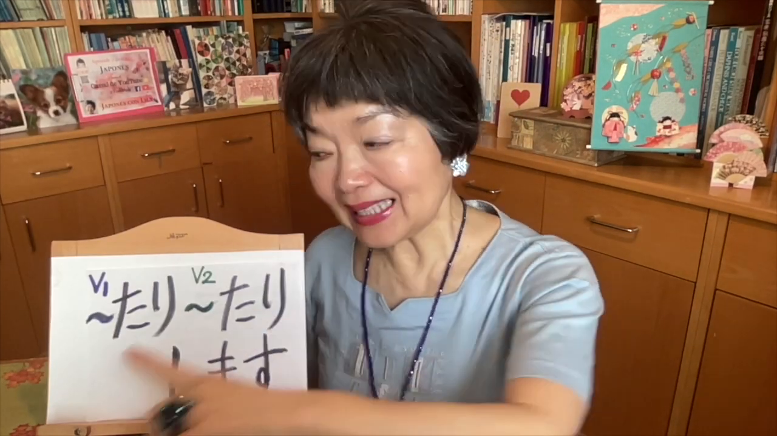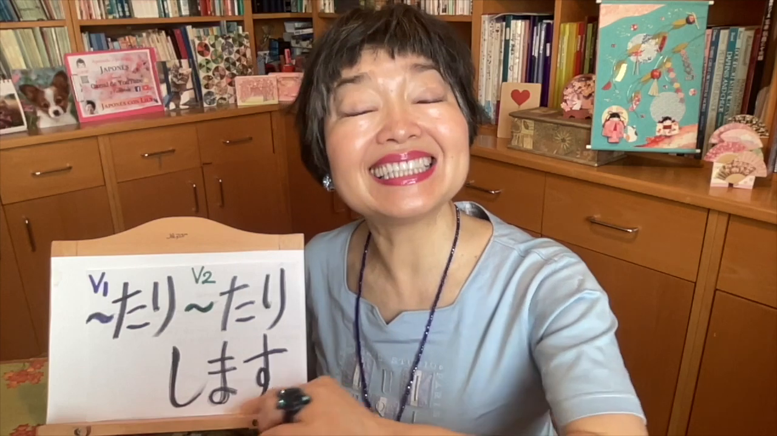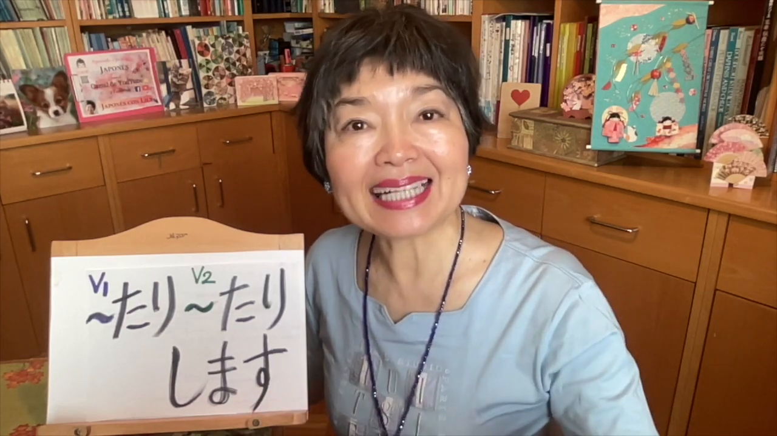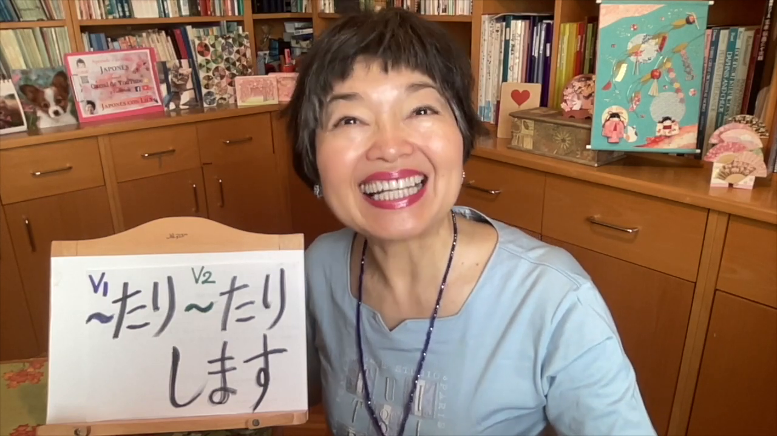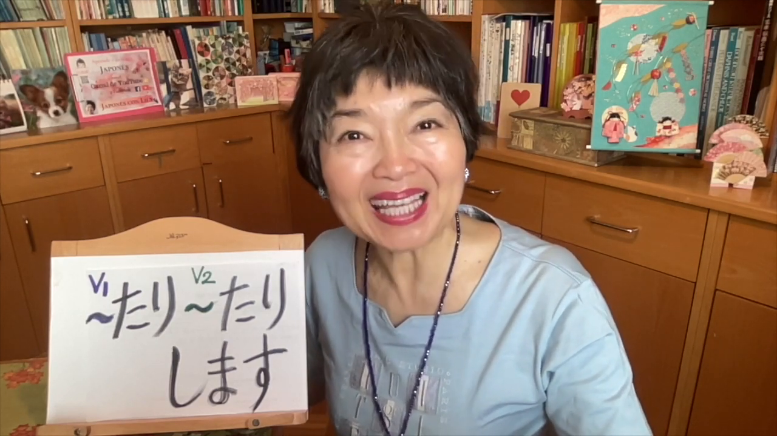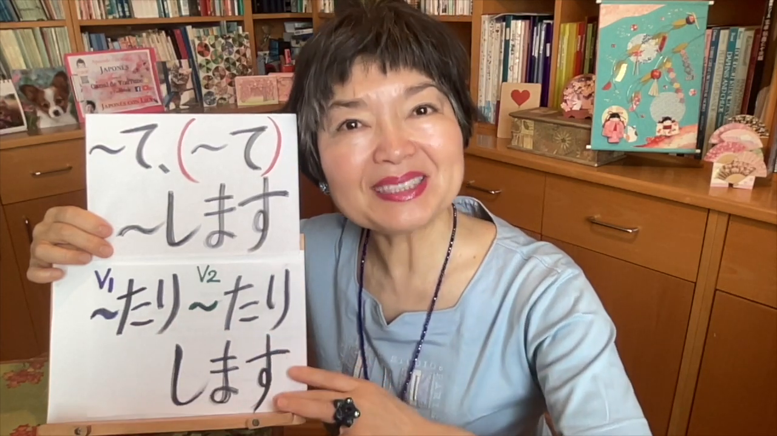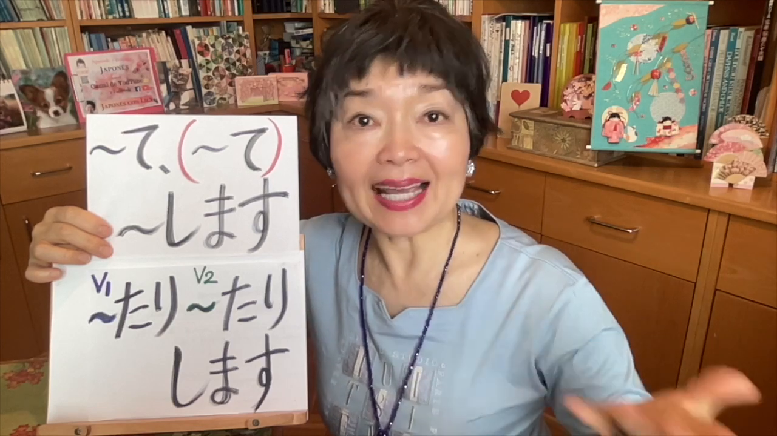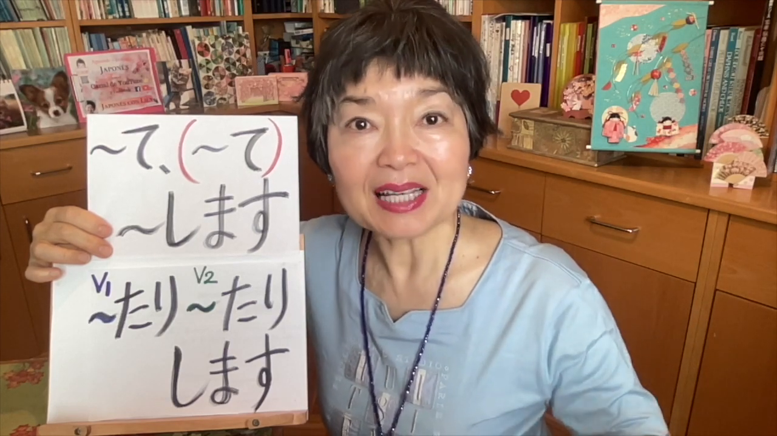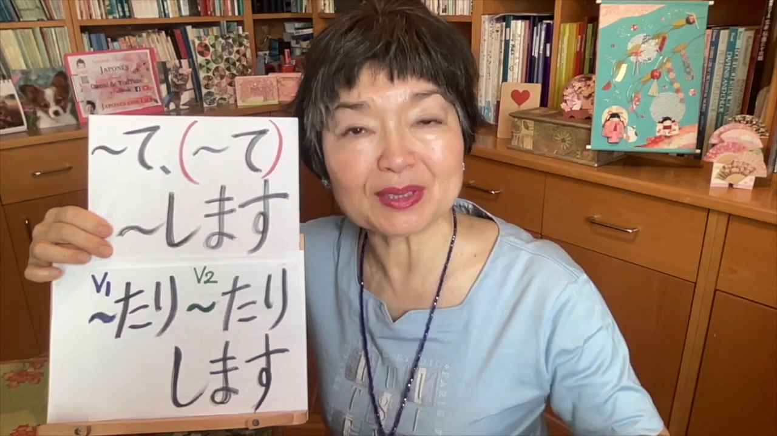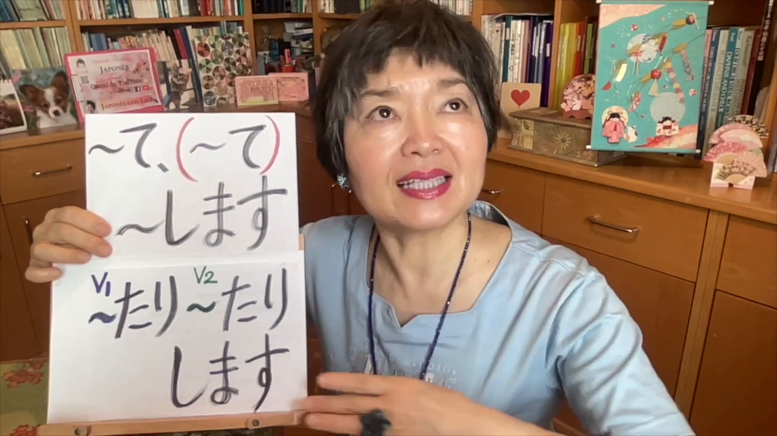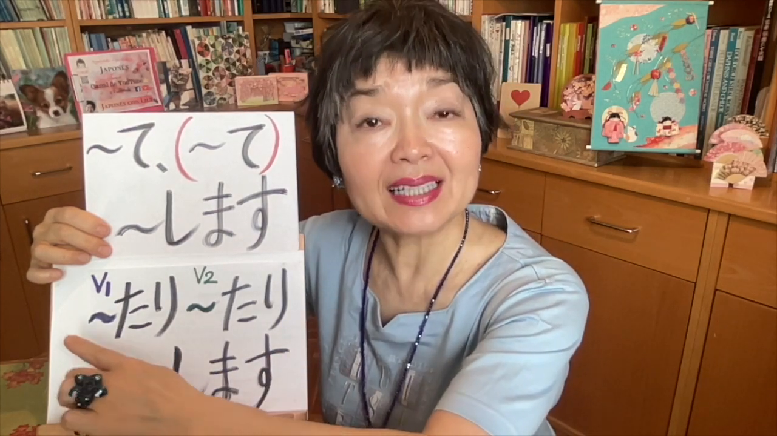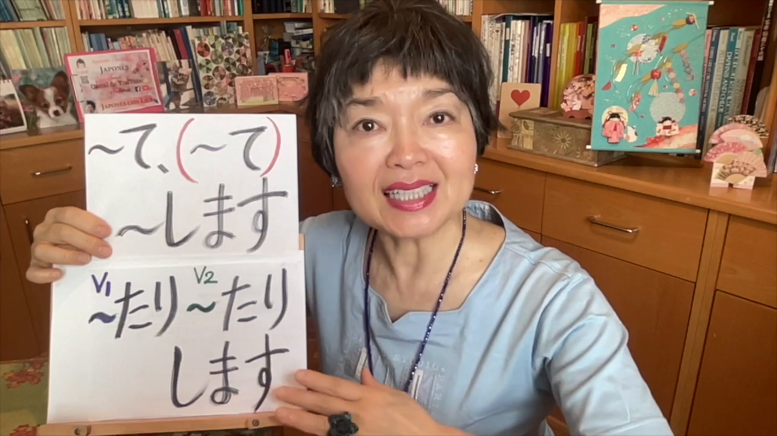Do you remember this grammar? Tari, tari shimasu. I already explained this one in my grammar video number 90 of JLPT N5. This tari shimasu means I do this one and this one, but actually I do many other things, but I'm only telling these examples. This one, and also this, and also this. So the order is not important. The first one, the second one, you can change it.